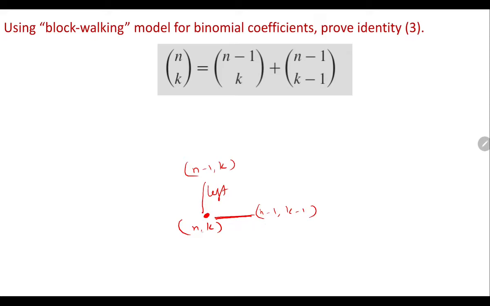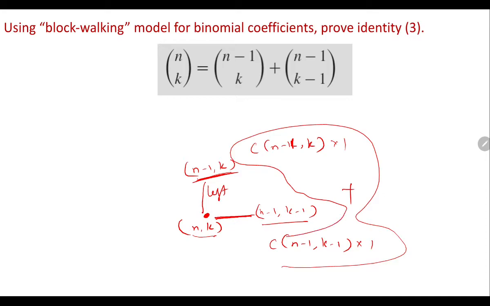So I take one right turn, one block, it becomes (n, k). It means that to reach this point, the number of ways is C(n-1, k), and to reach this point, the number of ways is C(n-1, k-1). After that there is a unique way, so multiplied by 1, and then I add them, which is the right hand side.